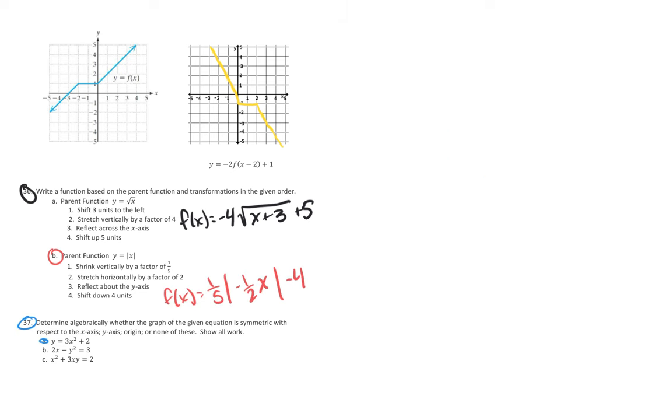So we are trying to determine if these functions are symmetric about the x-axis, y-axis, origin, or none. So to test that, if a function is symmetric across the x-axis, that means if we plug in -y into the equation, then the equation is equal to when a positive y is in there. So let's test that out. So we have y equals 3x squared plus 2. If we have -y equals 3x squared plus 2, those are not equivalent, so it is not symmetric about the x-axis. To test if it's symmetric across the y-axis, we do the opposite.